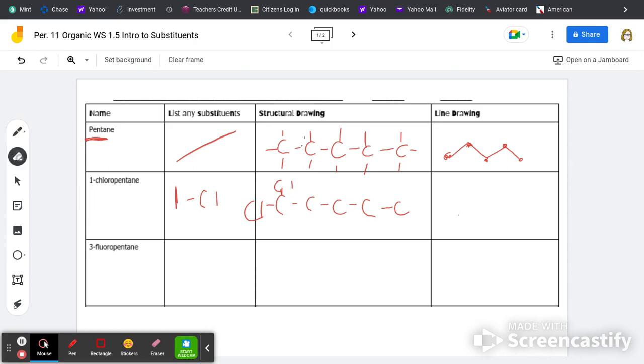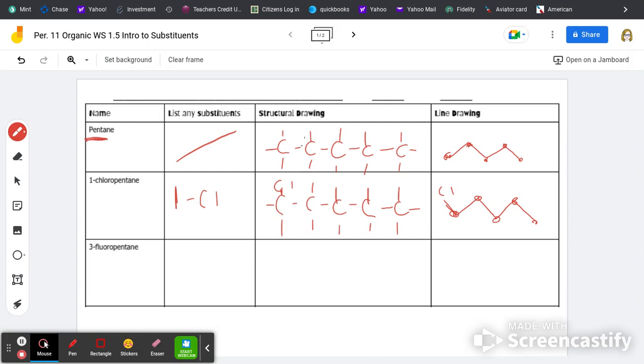Hold on. You only need 1. So everything else is normal. And so you do your 5 dots. And on your first carbon, go ahead and add your Cl.